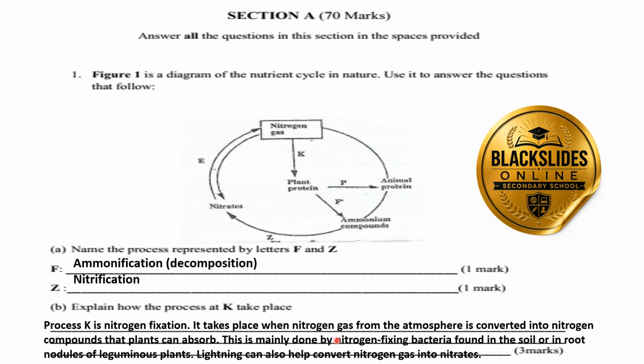So this is 3 marks. The first mark is for you to identify that process K is nitrogen fixation, and to say what happens to the atmospheric nitrogen, that's another mark, which can be done by certain bacteria, nitrogen fixing bacteria, and the lightning. So all these will give you 3 marks.